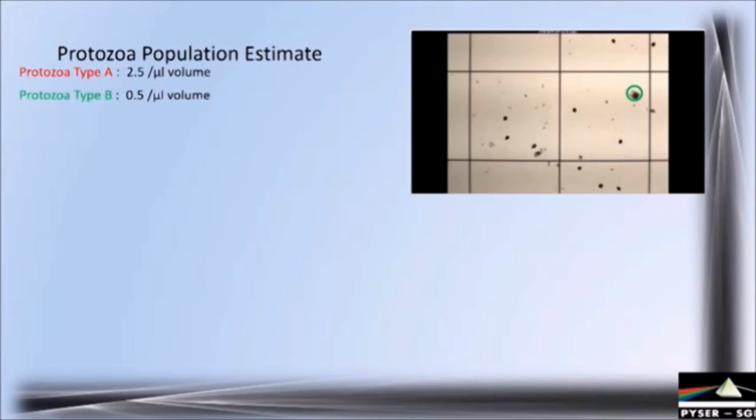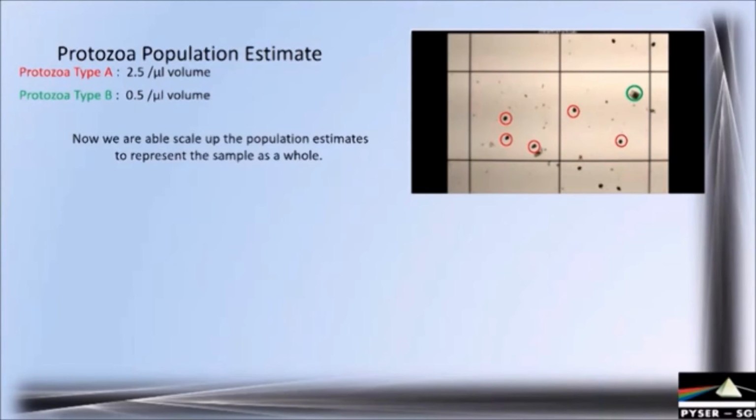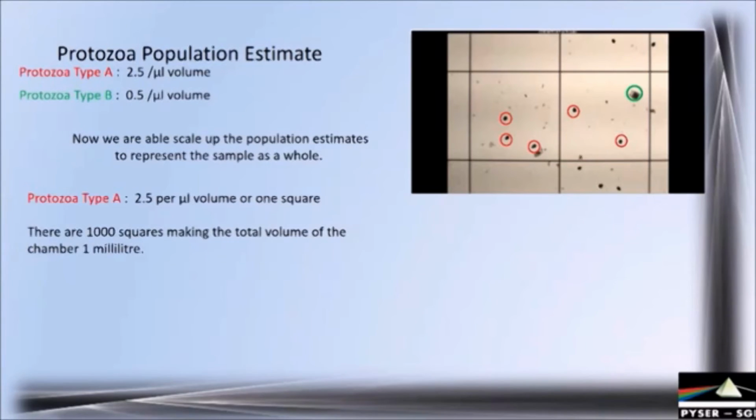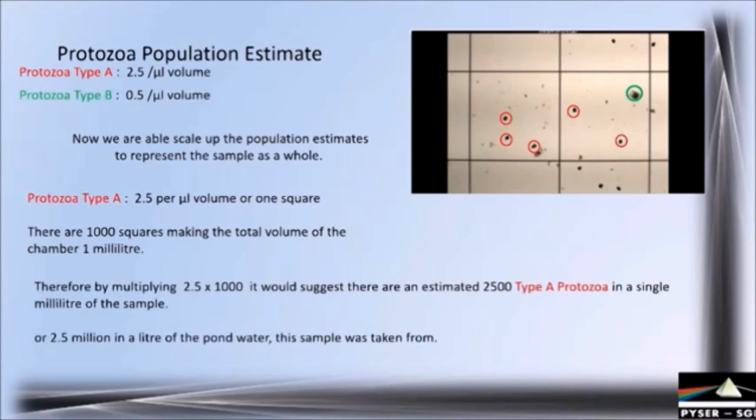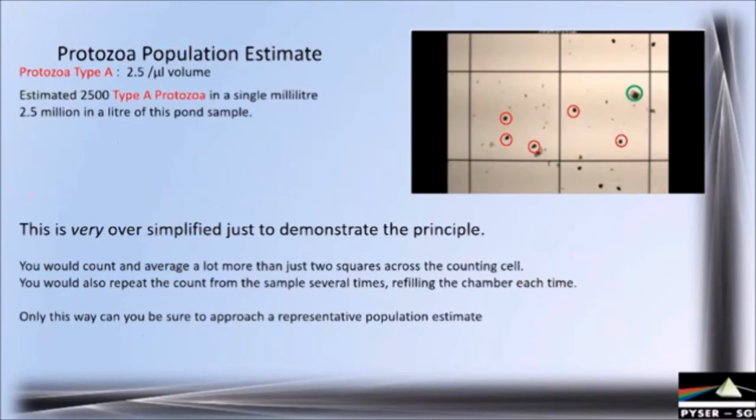So what do we do with this information? Well, looking at the red protozoa again, we're able to scale this population count up based on the fact that there are 1,000 squares in the chamber and there are 2.5 per square. So that means there are 2,500 of these protozoa in the chamber as a whole, and scaling that further, that's 1 milliliter for the chamber, which means there are 2.5 million in a liter of the same sample liquid.